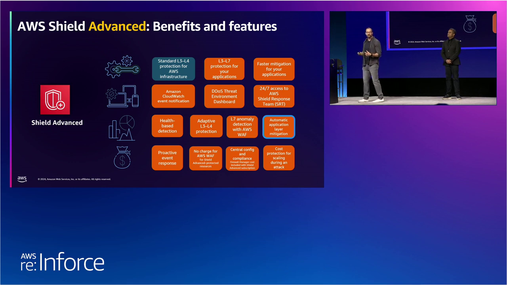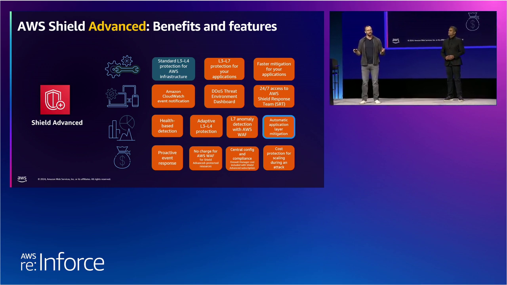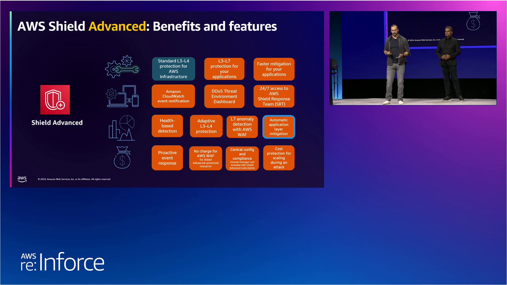So deploying Shield or Shield Advanced is not enough. You still need to deploy your architecture in a way that it's able to accommodate the initial spike of traffic. So if you need to scale to accommodate that, you're going to be able to recover some of those costs if you're using Shield Advanced.